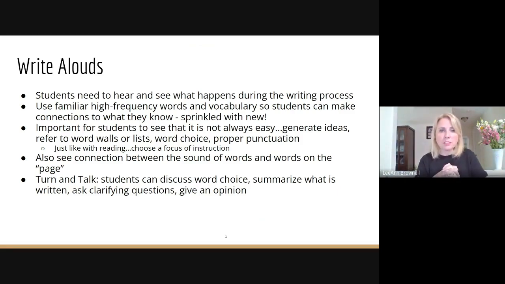It's also important to give students an opportunity to turn and talk so they can talk about word choice, they can summarize what was written. If they have any questions, this would be a great opportunity to ask. Sometimes they feel a little safer with a partner or a small group. So if there's something that they didn't understand, it's a great opportunity to give them to be talking in a safe, smaller group.